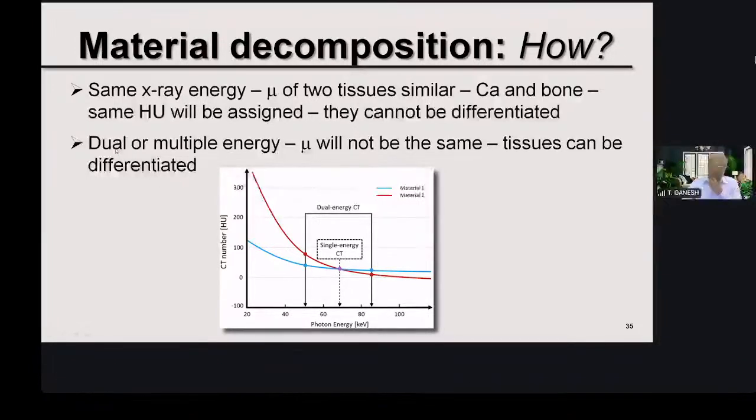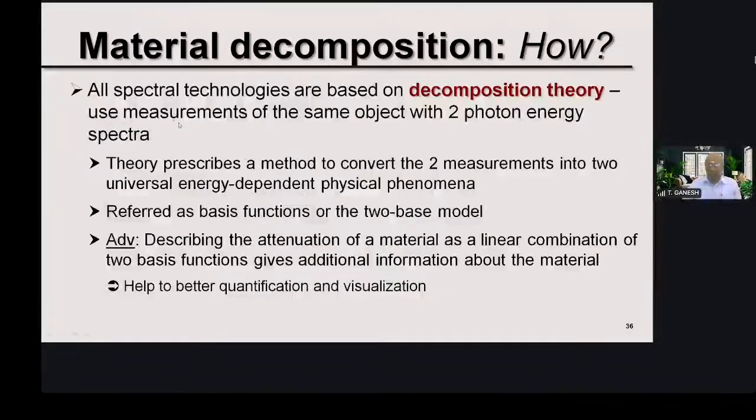But when you do dual or multiple energy, like we are seeing just now, we can categorize them into different energy bins. Then mu will not be the same. As you can see here, the mu of red is higher than the mu of blue, but at the higher energy, the mu of blue is higher than the red. So the mu will not be the same, and the tissues can be differentiated. So all spectral technologies are based on this decomposition theory.